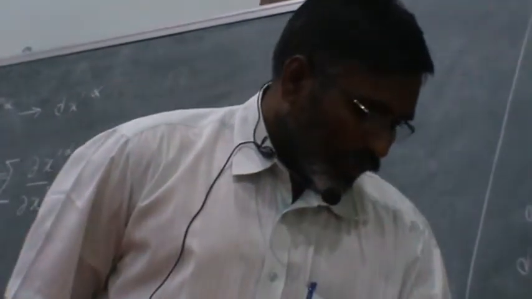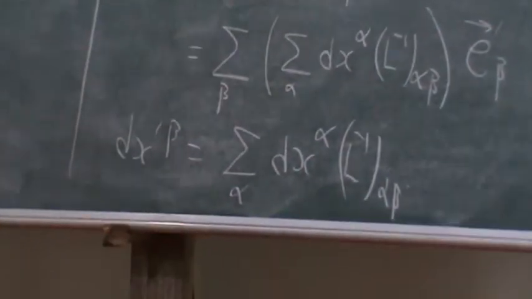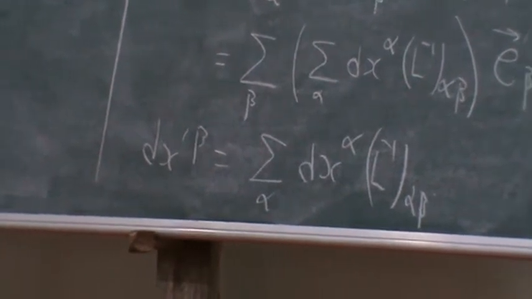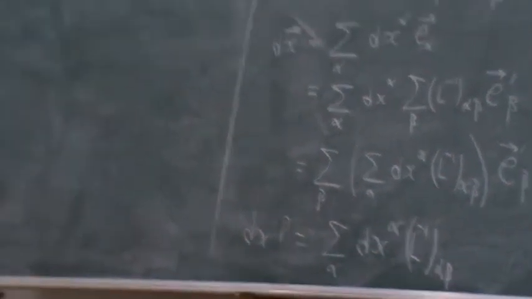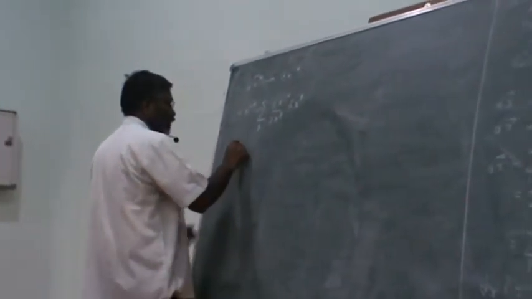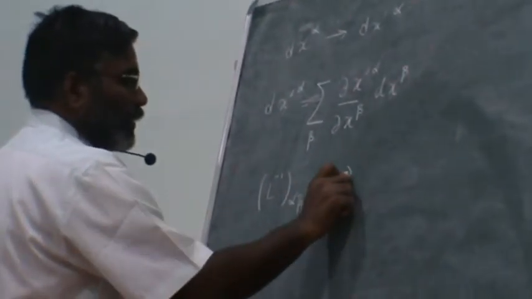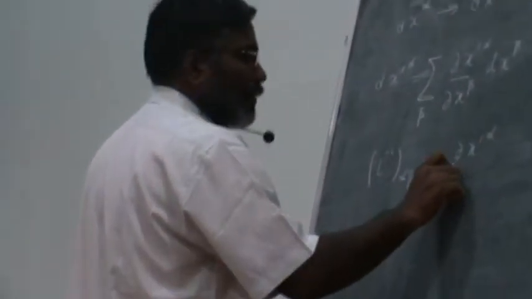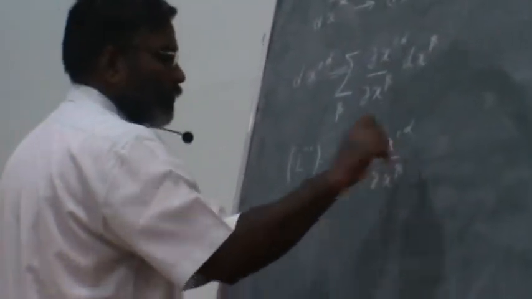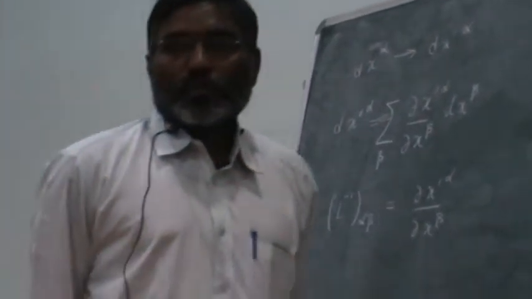So, now what do we understand from this? From this we understand that dx prime of alpha is a sum over beta of L inverse of alpha beta dx beta. So this L inverse of alpha beta is the transformation matrix, and it is nothing but dou x prime of alpha by dou x beta.